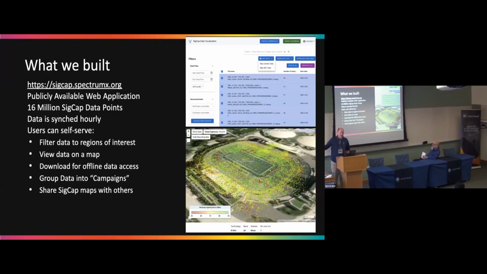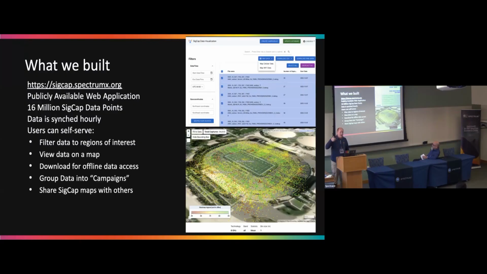And then users, anybody can sign up for an account. It does go through an approval process, mainly because we want to know who's signing up for this thing so that we can reach out and ask questions and follow up. So it does do that, but anybody can sign up for an account there. And users can self-serve there. So you can filter data to regions of interest. You can view the data on a map. You can do some basic exploration of the data on the map.